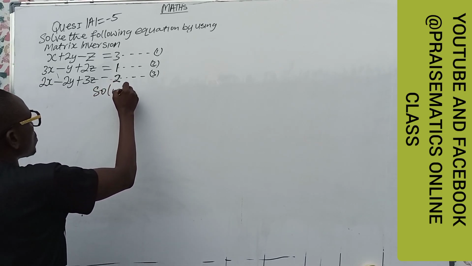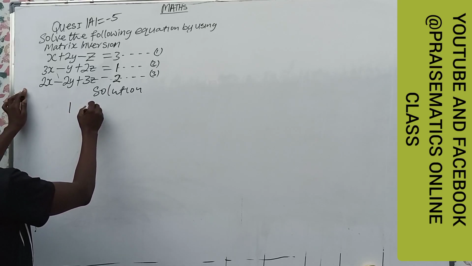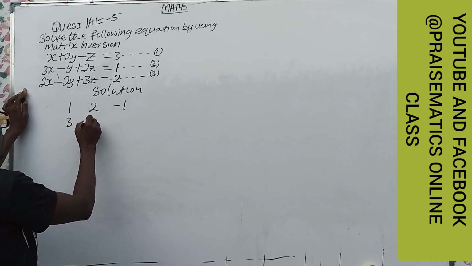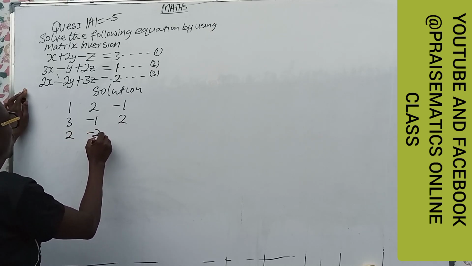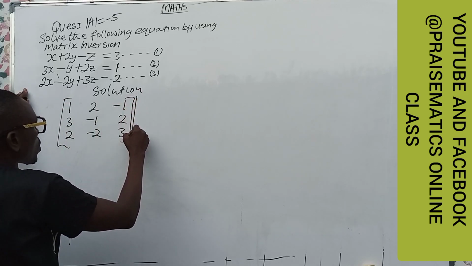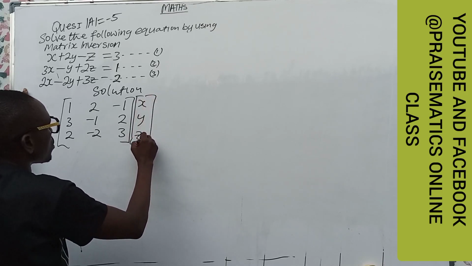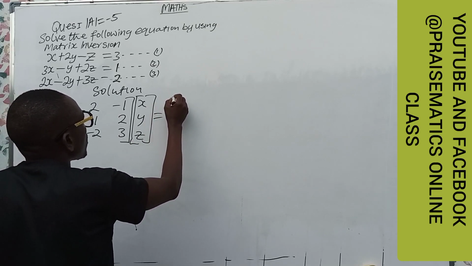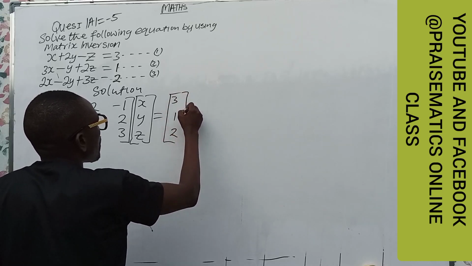Solution. Write down the augmented matrices, which is: 1, 2, minus 1; 3, minus 1, 2; 2, minus 2, 3, multiplied by what we are looking for, x, y, z, and it is equal to 3, 1, 2.